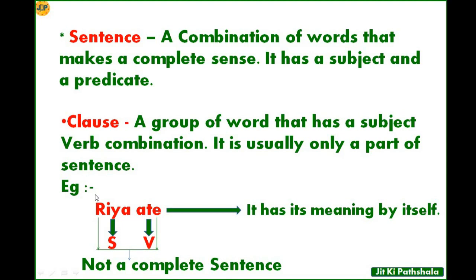For example, you can say here, Ria ate. So Ria ate has its meaning by itself, isn't it? Ria is the subject and ate is a verb, and it gives a meaning that Ria ate. But it doesn't give a complete meaning. That means it is not a complete sentence. So this is a clause.